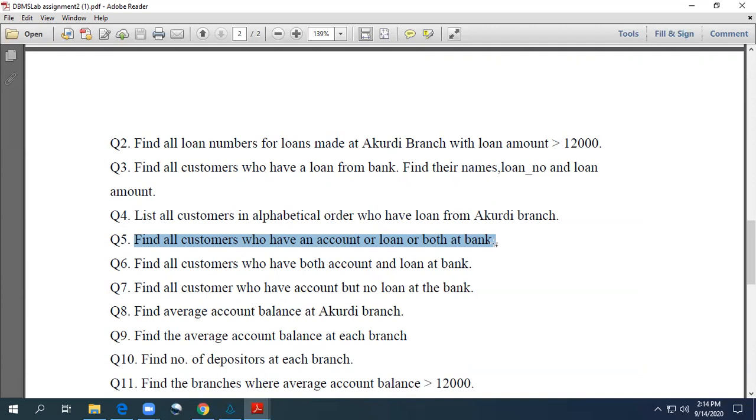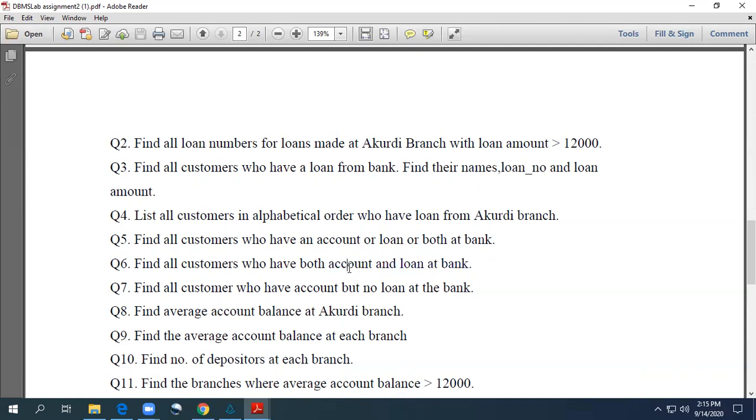So here this is the example of union query, because we want either account or loan or both in the result, right? Second query, if you observe here, find all the customers who have both account and loan at the bank. Now instead of or, here we are using and. So it indicates I want to display all the customers who have both the saving account and loan account, right? So I want to display the customers who have both the loan and saving accounts. And that's why this is the example of intersection, right?